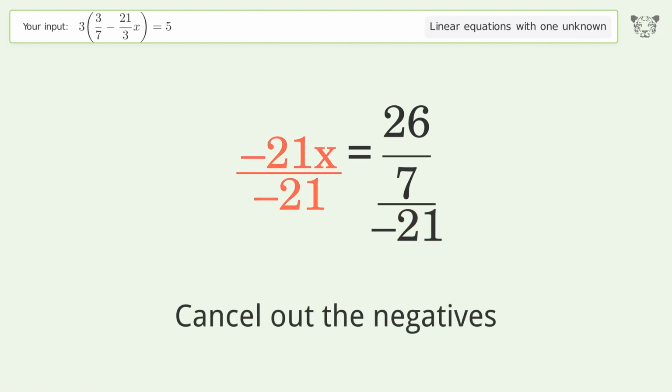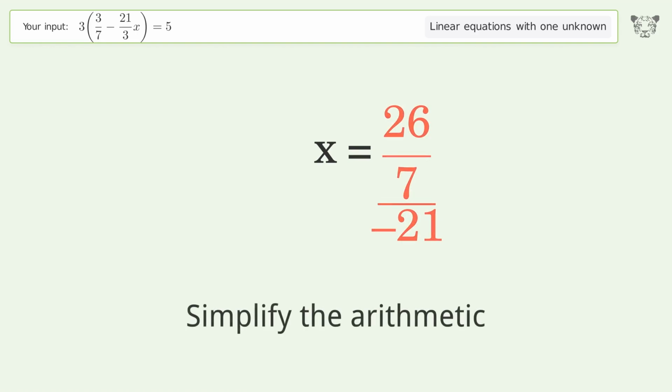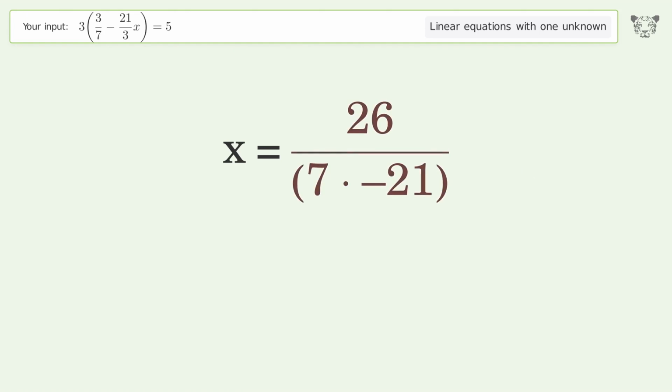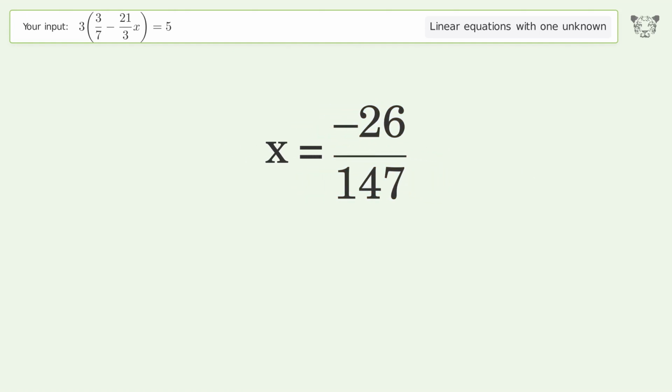Cancel out the negatives. Simplify the fraction. Simplify the arithmetic. And so the final result is x equals negative 26 over 147.